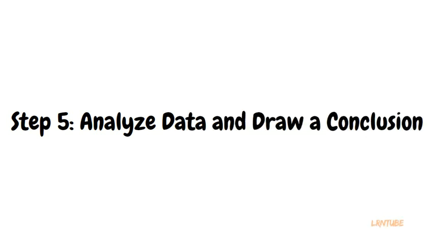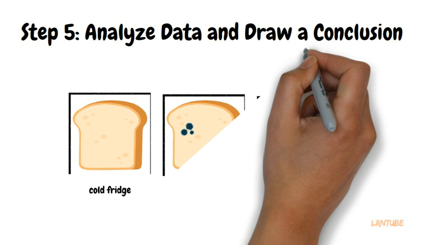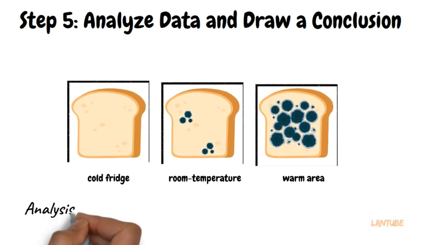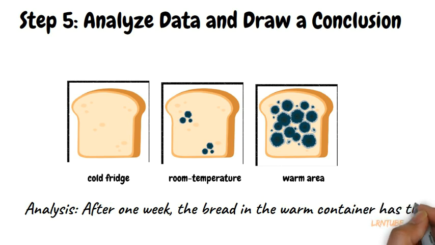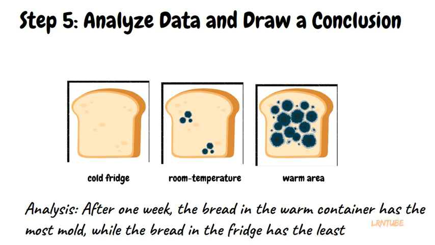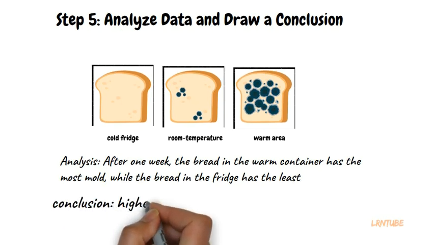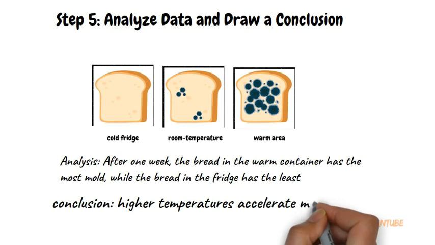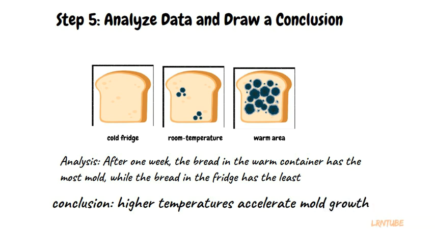The experiment is complete. You collect your measurements and analyze them. You can even use tables or graphs to organize the data and look for patterns. So, in this scenario, our analysis would be: after 1 week, the bread in the warm container has the most mold, while the bread in the fridge has the least mold. And based on this analysis, you can then draw your conclusion. You can determine whether the data supports or refutes your hypothesis. Here, our conclusion is that higher temperatures do in fact accelerate mold growth, which supports our hypothesis.